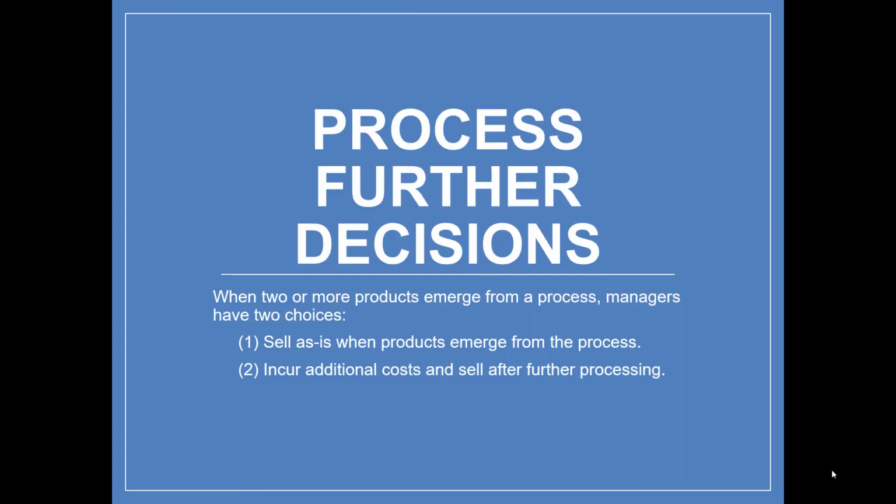Our next decision regarding what to do with productive capacity in the short run relates to process further decisions. Now, this decision occurs when two or more products emerge from a process, and then the managers have two choices. They can sell the product as is when the product emerges from the process, or they can incur additional costs and sell after further processing.